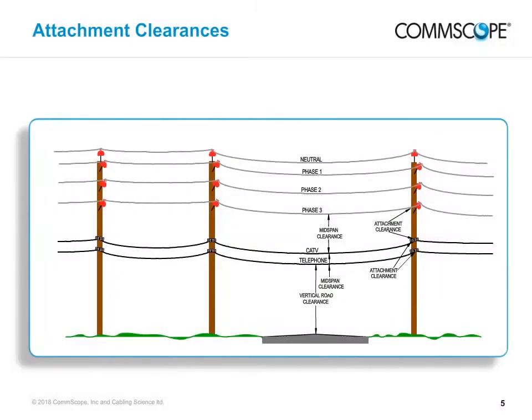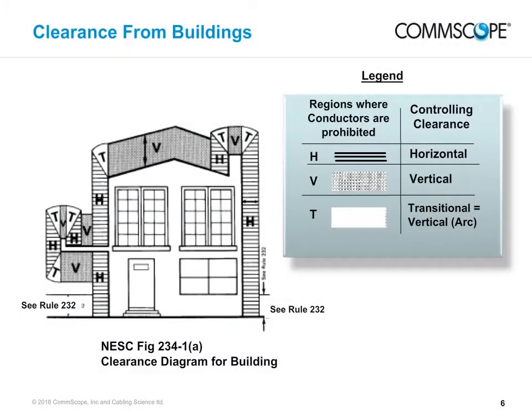In addition to midspan surface clearances, the NESC rules also specify the midspan clearances between cables that share the same supports, as shown in this diagram. Clearances at the points of attachment are also specified by the code. The NESC code also includes detailed rules for cable clearances around buildings. These are quite complex, as you will see by studying this diagram, indicating different clearances in different areas.